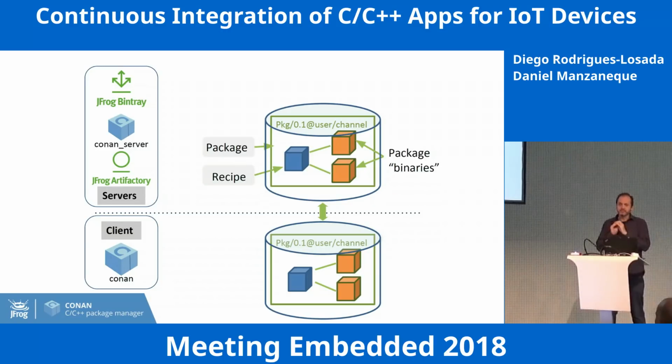Then for the binaries, we have the concept of a recipe. A recipe is the descriptor of the package itself, the way how it's built from sources. And then for every recipe, we can have any number of binaries. Each different configuration of the operating system or the compiler version, the runtime, the architecture, anything we change in this configuration will generate a different binary for us. And they can also be in the servers and they can be in the client because the layout is basically the same.